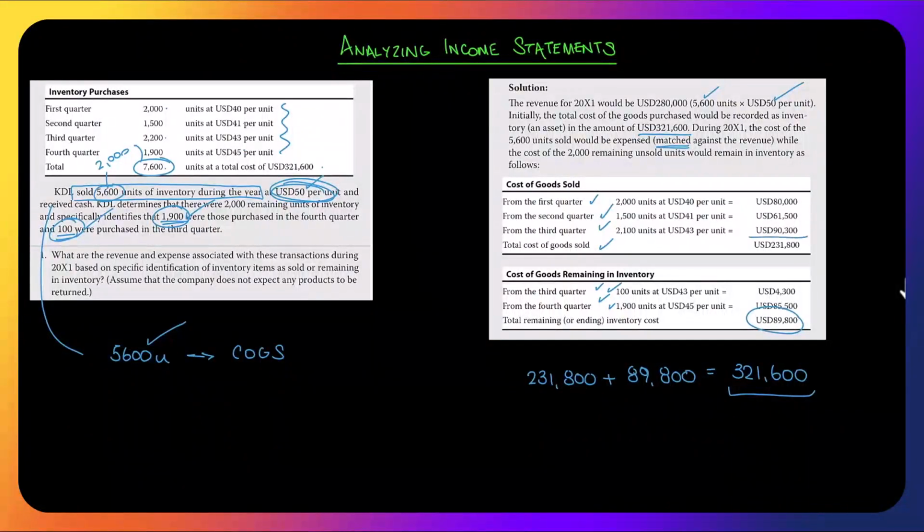The rest, and by all means check the math if you want to, 231,800 will go through the income statement. That's my expense that I've matched to my 282 revenue.